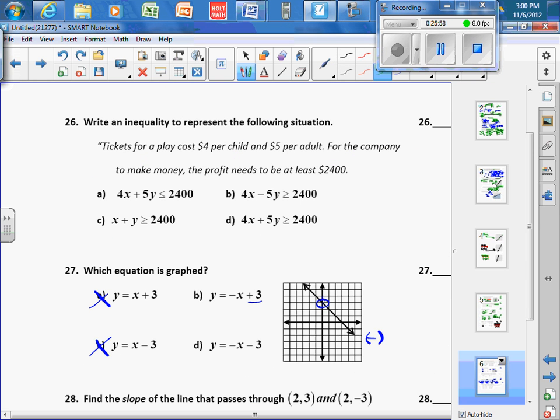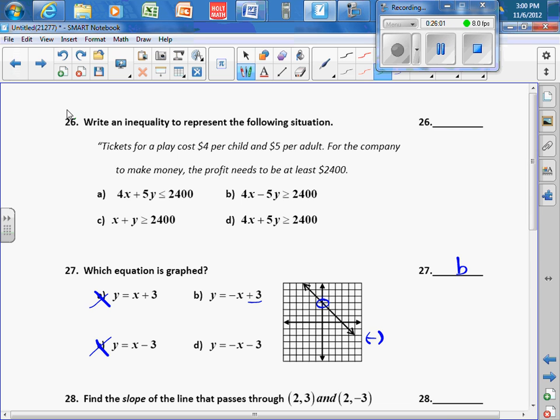Page 6. Write an inequality to represent the following situation. Tickets for a play cost $4 per child and $5 per adult. For the company to make money, the profit needs to be at least $2,400. At least means greater than or equal to, so something's going to be greater than or equal to $2,400. So that takes out A automatically.